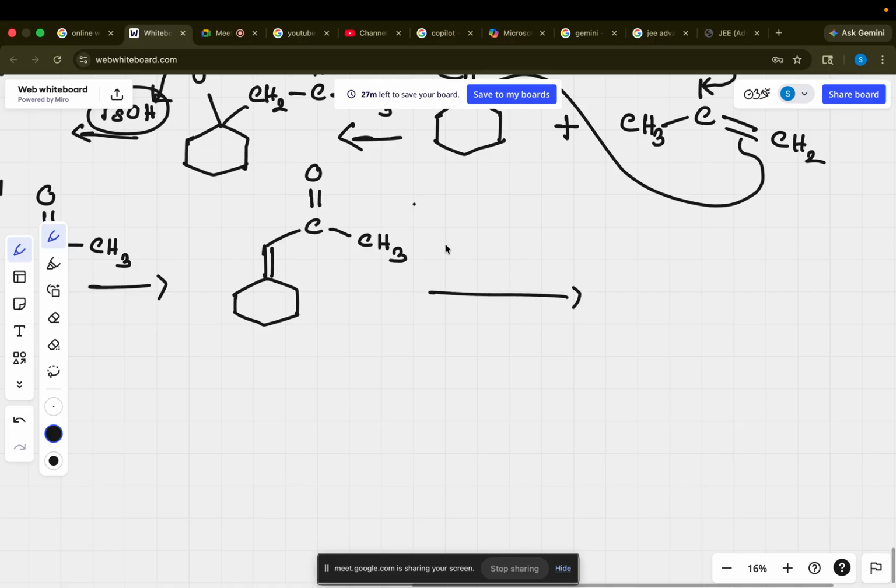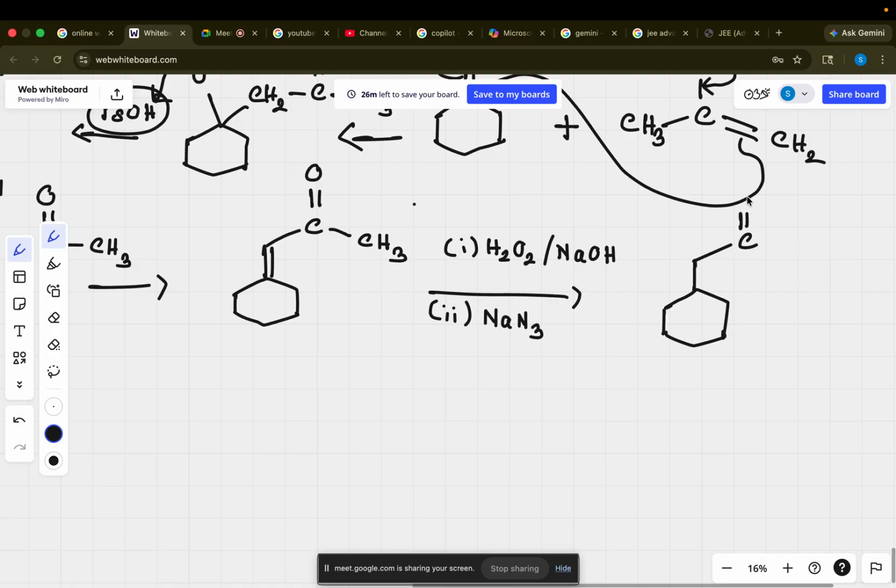Okay, now do this one. Suppose here I am giving, so you have this alpha beta unsaturated thing. Here I am using this reagent H2O2 in presence of NaOH, and the second reagent is NaN3, sodium azide. Tell me, if you have this alpha beta unsaturated compound and you are using H2O2 with NaOH, what can be the product? Epoxide will form, okay.